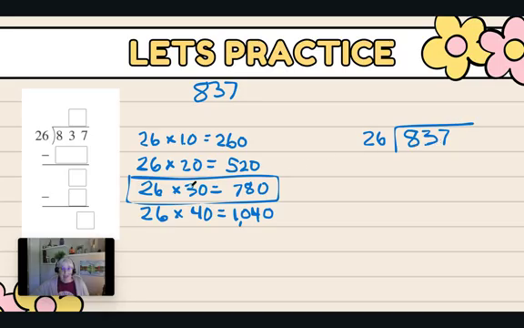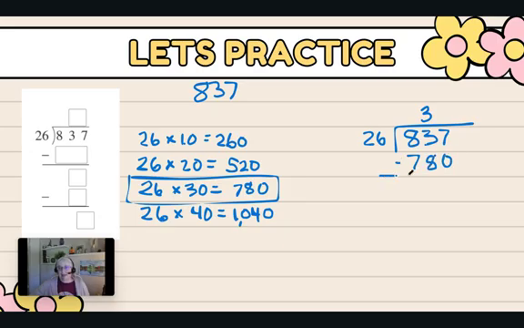Now 30 has the 3 in the tens place. So when I come in here, I'm going to put my 3 for 30 over the tens place, which also happens to be a 3 in the number 837. I am multiplying by 30, so the 3 is in the tens place. 3 times 26 is 780.